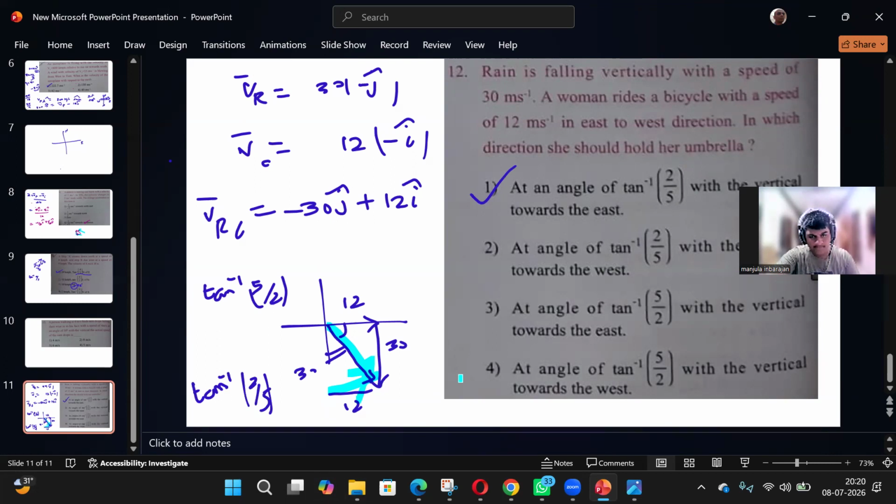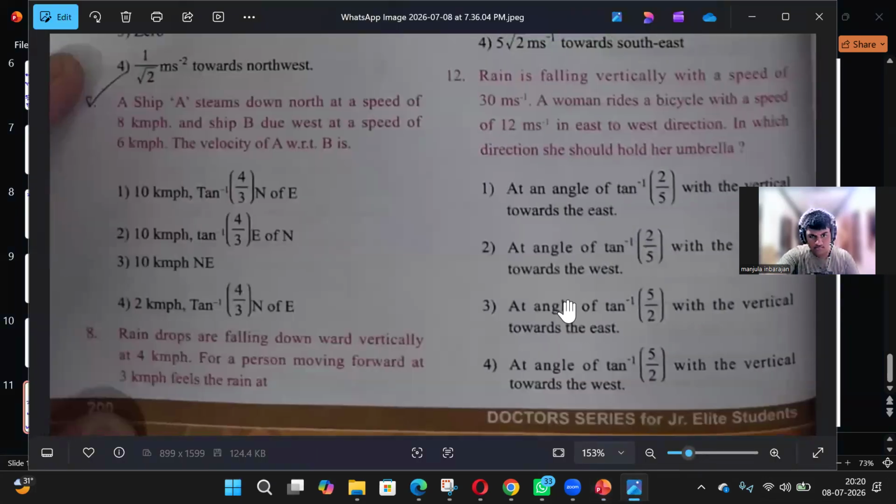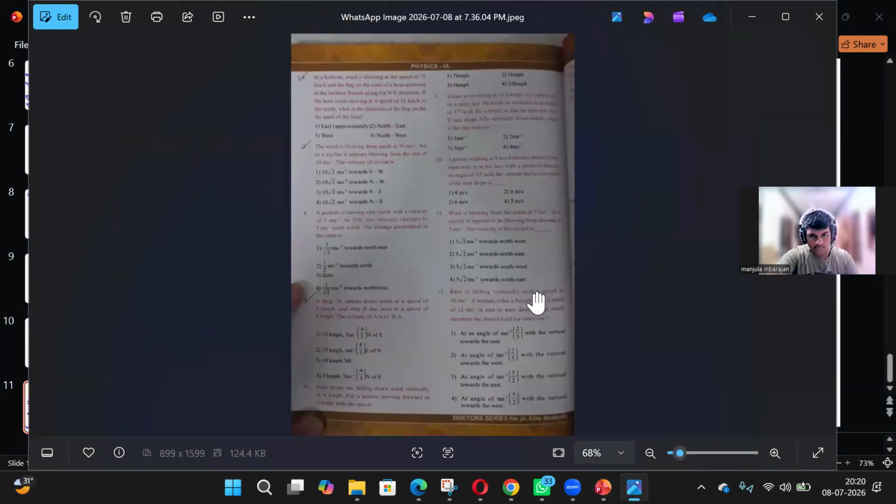Slight confusion is there because by vertical you might think the upward vertical, but it's both. This is the vertical direction. So even from the down side of the vertical, I have to go by an angle of tan inverse 2 by 5. That's all.